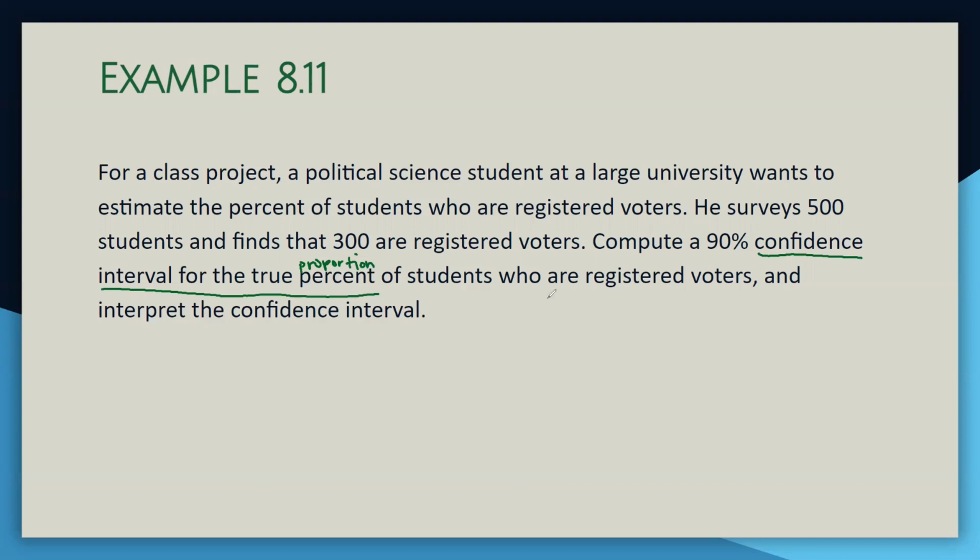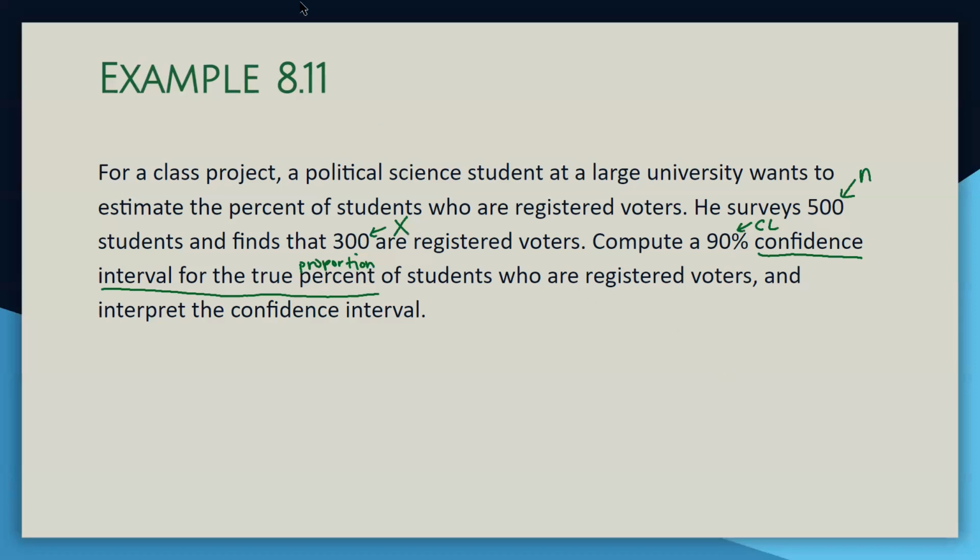Next, let's pick through what we're given. So he surveys 500 students. So that must be our sample size, and finds that 300 are registered voters. And we know that that's what he's interested in, percent of students who are registered voters. So that's the number of successes out of those N trials. 500 people, 300 registered voters. And then we're given our confidence level of 90%.